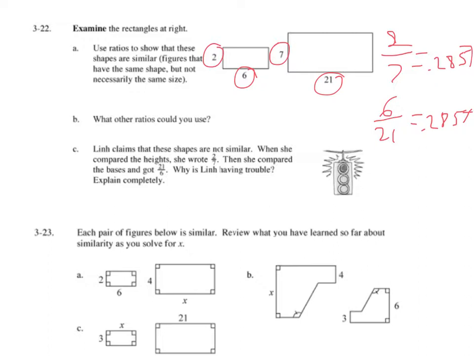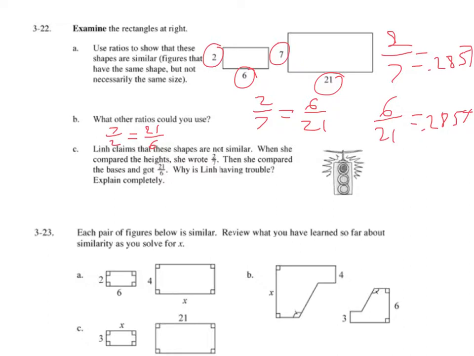That means they're proportionally equal. 2 over 7 equals 6 over 21. Therefore, these two rectangles are similar. Now, what else could we have used? We could have used 7 over 2 equals 21 over 6. That could have been another thing we used.